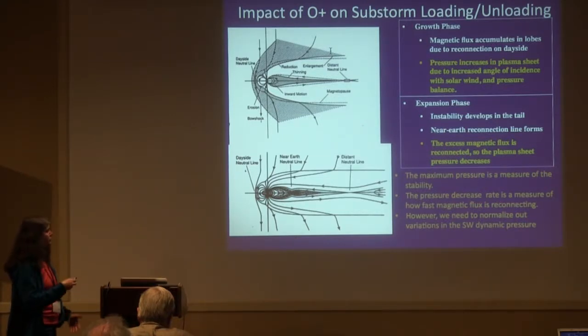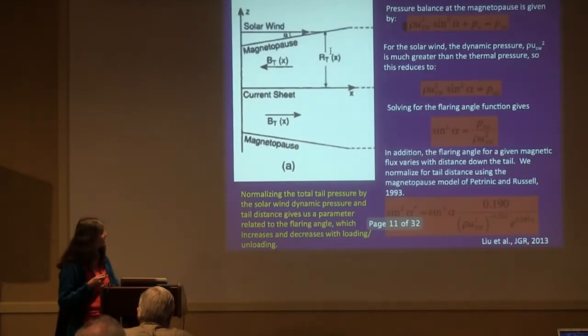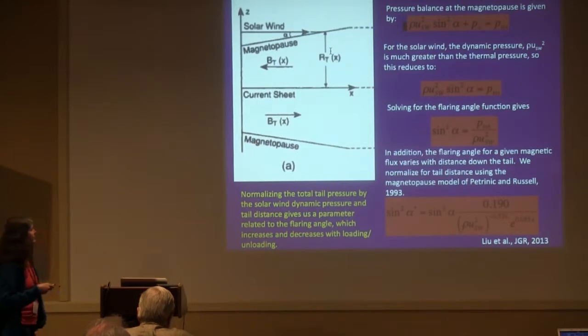And the pressure decrease rate is a measure of how fast the magnetic flux is reconnecting. But we need to normalize out variations in the solar wind dynamic pressure in order to look at that effect. And this shows how that's done.